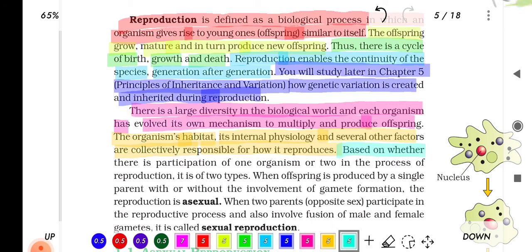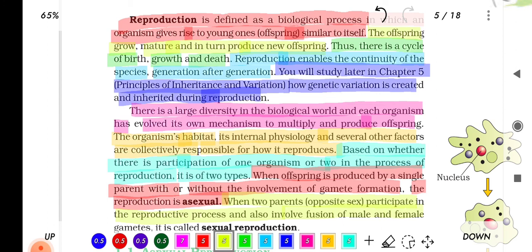Based on whether there is participation of one organism or two in the process of reproduction, it is of two types. When offspring is produced by a single parent with or without the involvement of gamete formation, the reproduction is asexual. When two parents of opposite sex participate in the reproduction process and it also involves fusion of male and female gametes, it is called sexual reproduction.